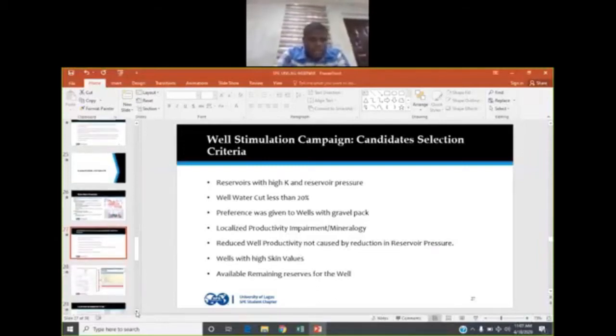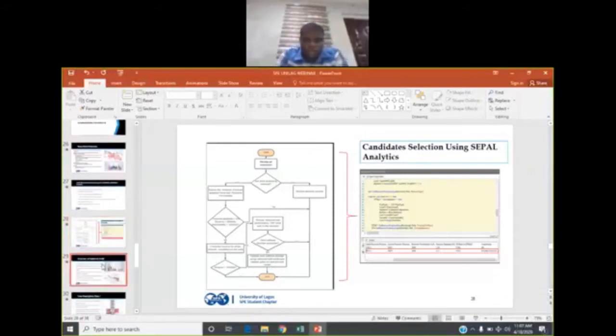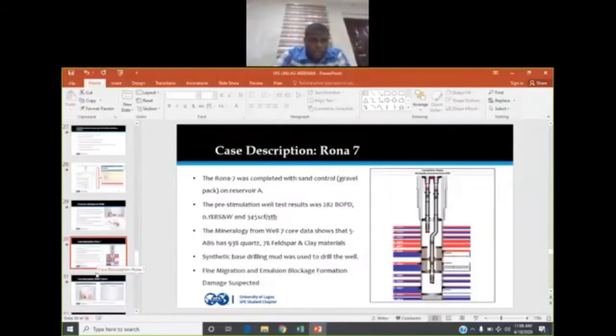So we developed the flow chart, and we ran an algorithm on the software, and it brought up two results: well 7 and well 8. This is a brief description of the well. It has a reservoir pressure of about 3,900 psi, bubble point of 2,500, showing you that that particular reservoir is an undersaturated reservoir. And we looked at the type of the reservoir and the cumulative production from that particular reservoir.